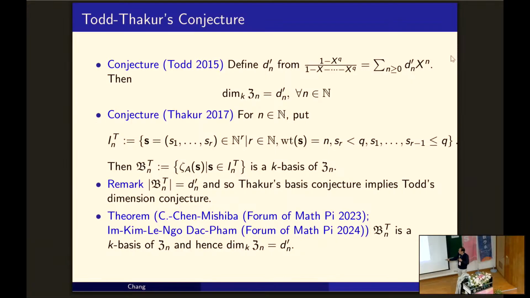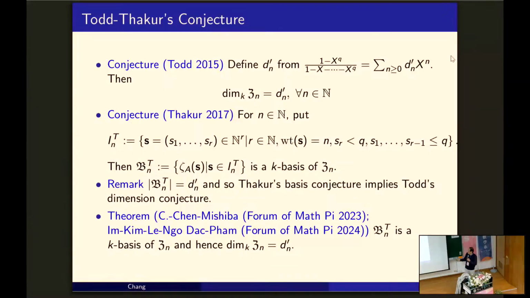The following theorem is my joint work with my former student Chen Yanzhong and Japanese collaborator Yoshinori Ishiba. We show that Thakur's basis conjecture is true. And actually, this result was proved almost at the same time by two groups. The other group is Im, Kim, Le, Ngo Dac, and Pham. Two papers were published in the same journal, but in different years. So anyway, we have the results of the analogs of Zagier's dimension conjecture and the Hoffman basis conjecture.